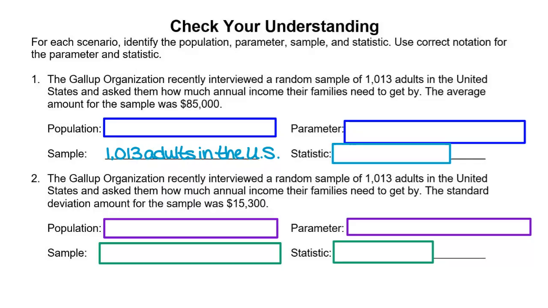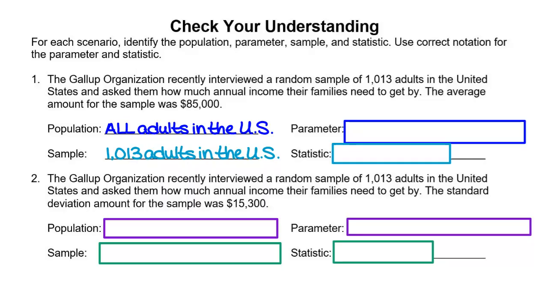That sample was taken from the population. What's the population? Which adults in the U.S.? All the adults in the U.S. is our population. What did they calculate from the sample? The average, the mean, yes. I thought I heard that being said, but it was really quiet. And what was the average that they found? 85,000. So they found an X bar, a sample mean, and it was 85,000.